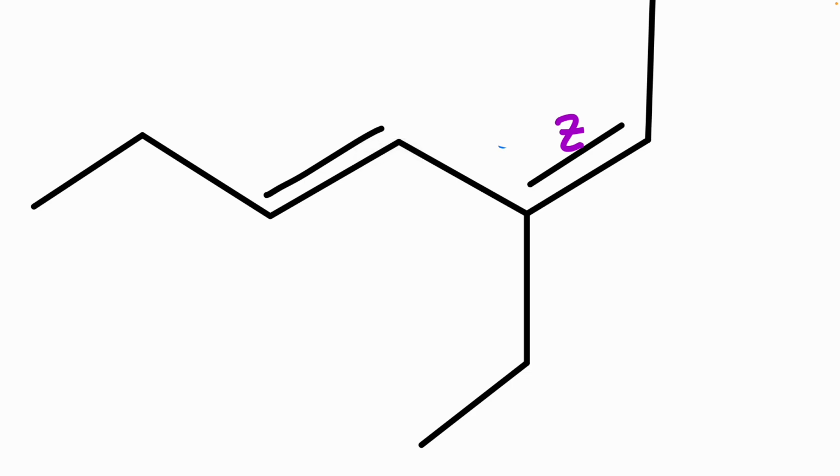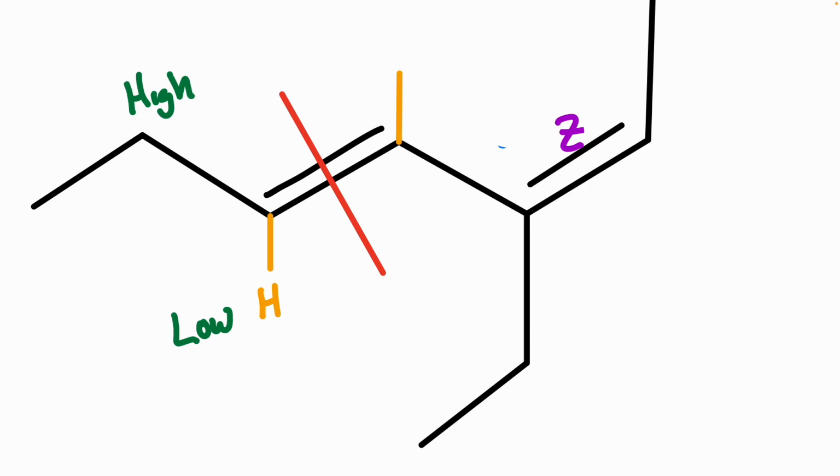This one's a little bit more straightforward. Chop at my double bond. If I look on the left, what's my low priority group? That implied hydrogen. If I look on the right, what's my low priority group? That implied hydrogen. So what is the stereochemistry for this particular bond? My high priority groups are on opposite sides. If they're on the same side, it's Z. If they're on opposite sides, it's going to be the E stereochemistry.